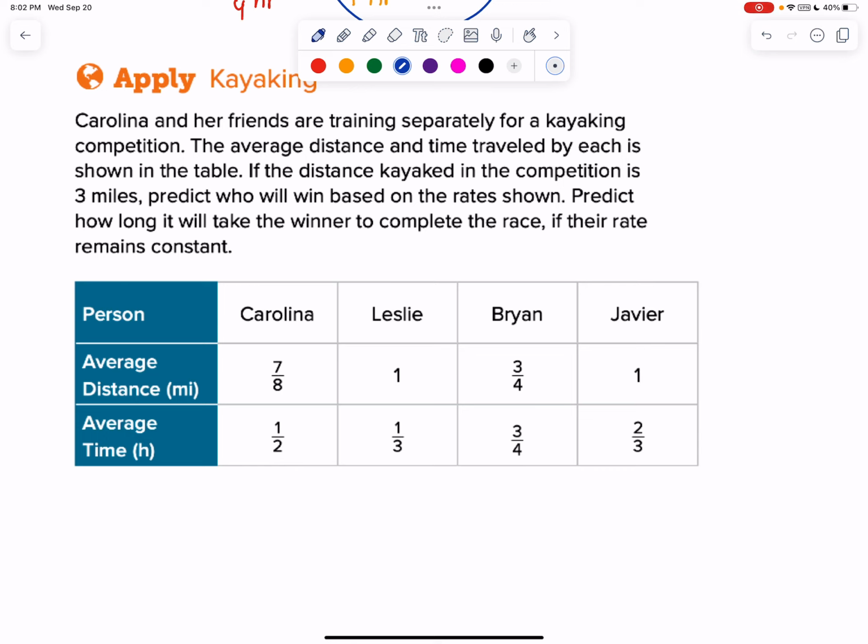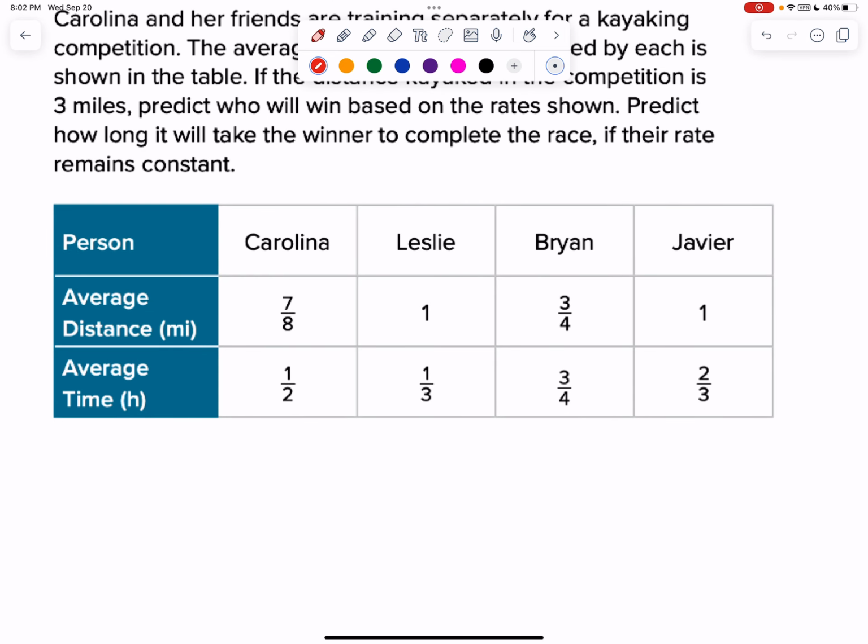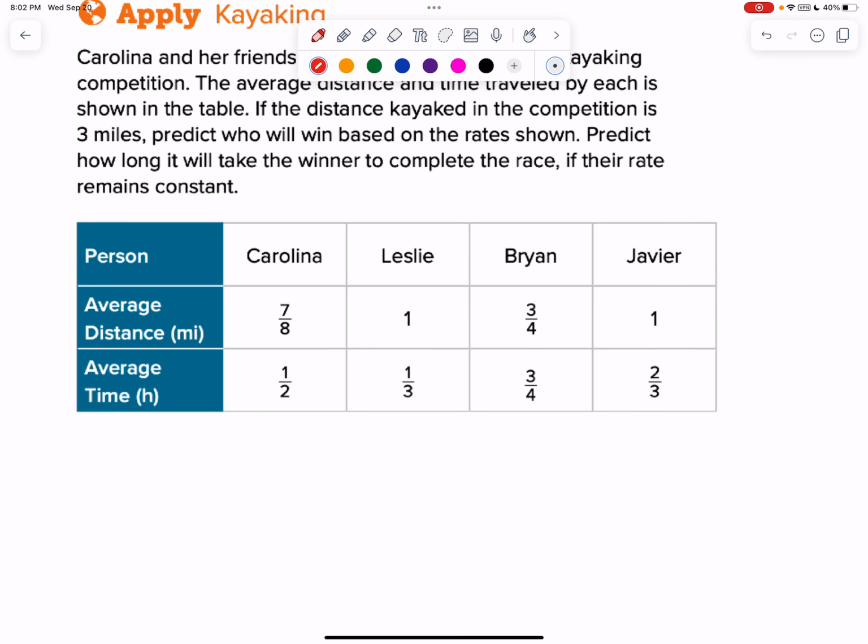Okay. All right, so let's go ahead and find the average distance and average time, but as a unit rate, so we can do some calculations. Okay, so we want to find the unit rate for each of these people. When you have a table like this and it doesn't tell you the order, you have to do what makes sense. Okay, so would you do miles per hour, or would you do how many hours per mile?